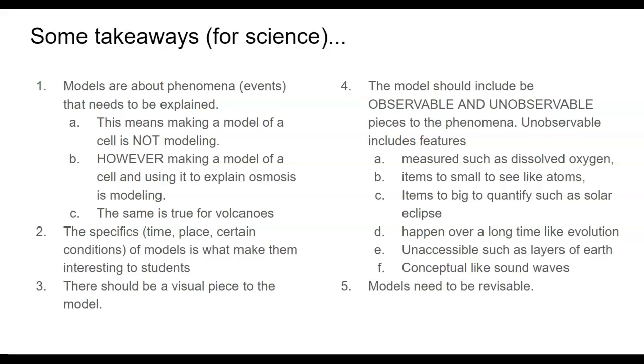So things such as dissolved oxygen, atoms, big items such as a solar eclipse, things that happen over long periods of time like evolution, inaccessible items such as layers of the earth, conceptual things like sound waves, and most importantly, probably here at the end, our models need to be revisable. And that gets across a point to the students that when they see that science has changed something, it's not that they were wrong, it's the fact that we have found more information and we're now incorporating that information into our current model in order to improve it.